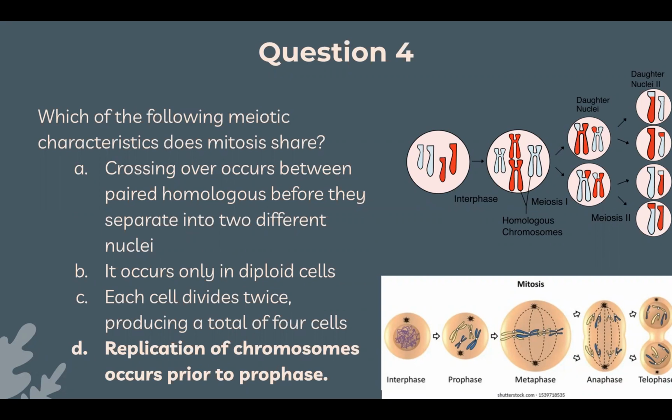Finally, option C is wrong because in mitosis, there is only 1 division to make 2 daughter cells, but meiosis has 2 divisions to make 4 daughter cells.